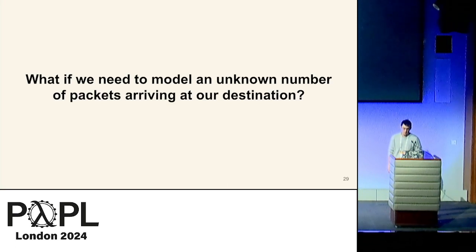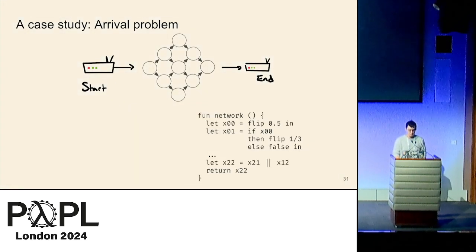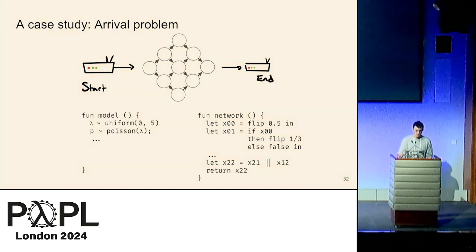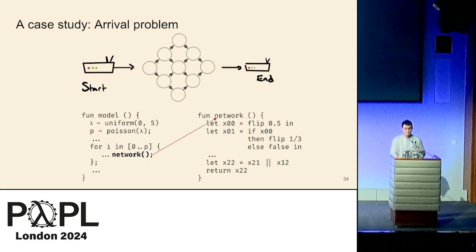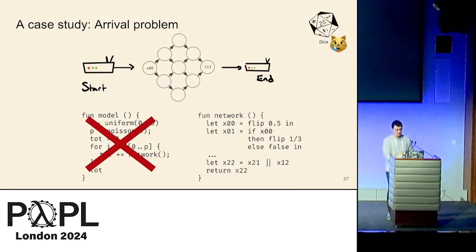So let's take that graph reachability problem and make it a little bit more practical. Let's now ask the question, what if we want to model an unknown number of packets arriving at our destination? A slight modification: we'll take the same network code, put it off to the side, and we'll model some p number of packets traversing the network. We'll model that as Poisson. We'll loop over each packet, and each time we'll call the network function and find out whether or not it traverses. We'll sum this up, and it'll round out the model. That's great. But as I mentioned, Dice can't handle this, and that makes us sad cats.